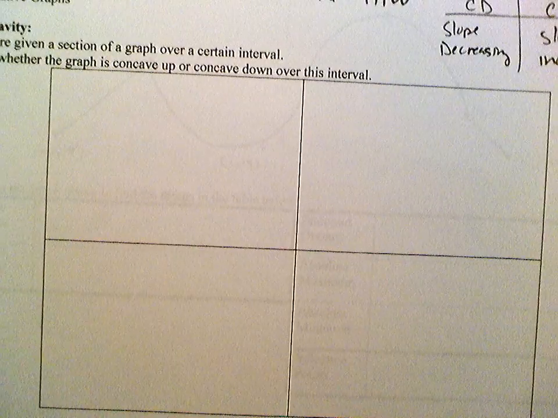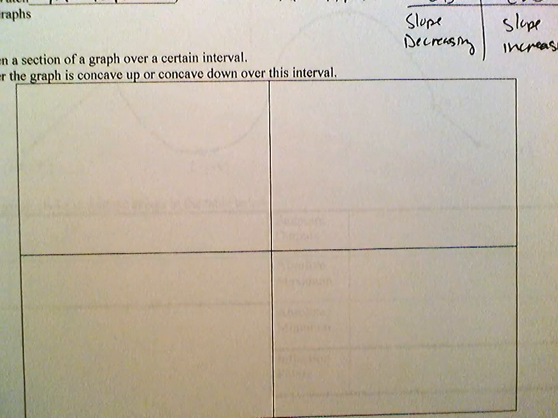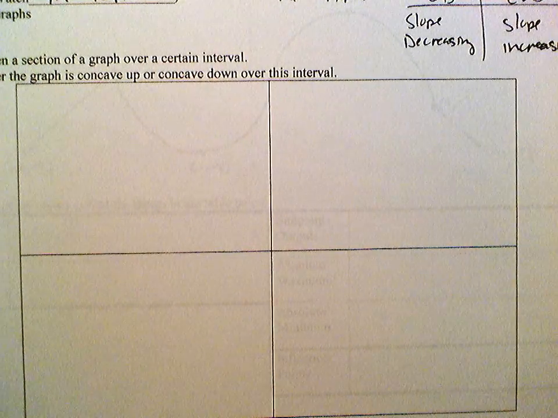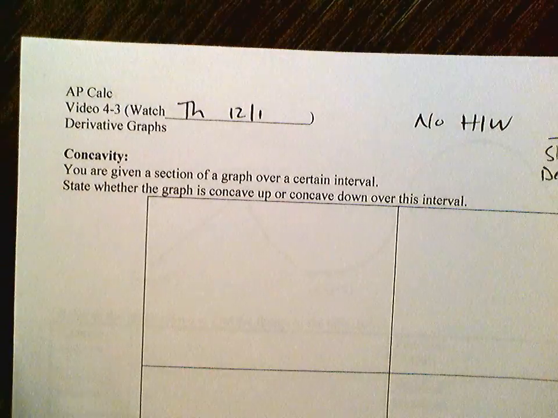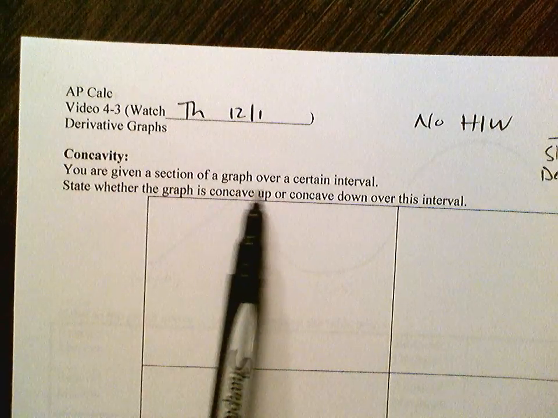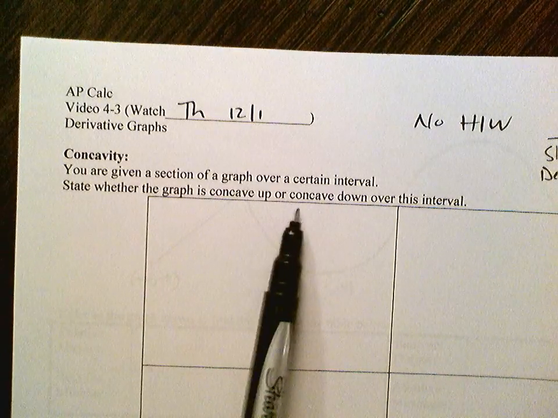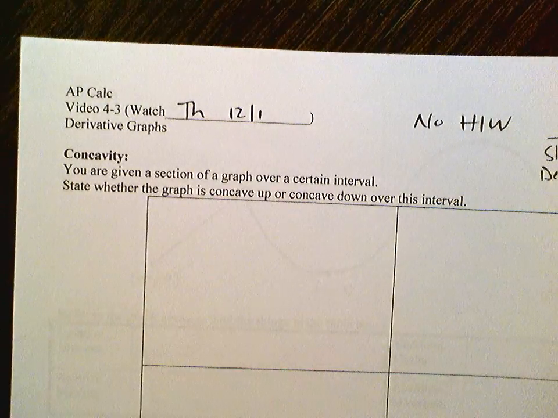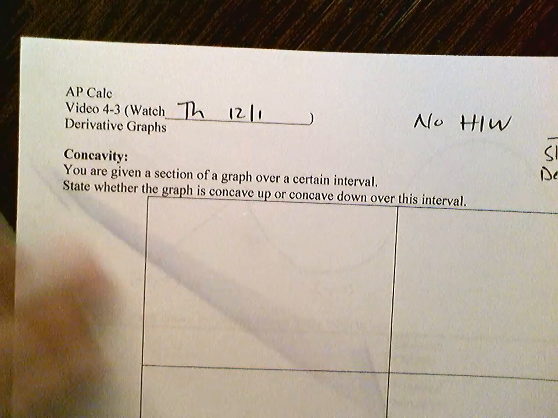So we're going to draw four sections that each represent a different concavity situation. For concavity, you are given a section of a graph over a certain interval. State whether the graph is concave up or concave down over this interval. And you should have your transparencies to help you.